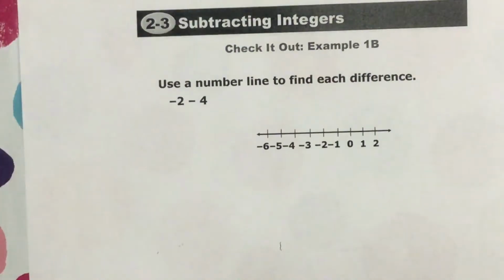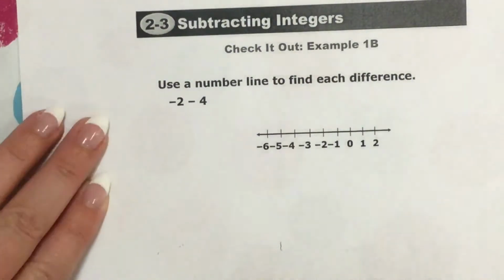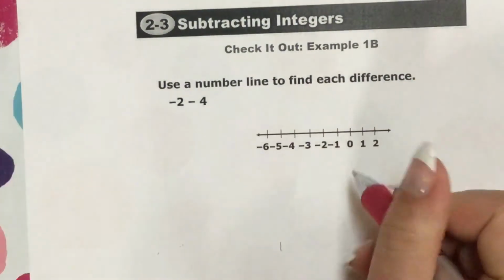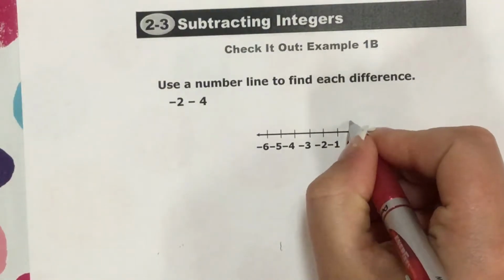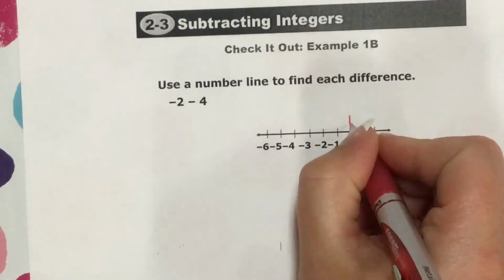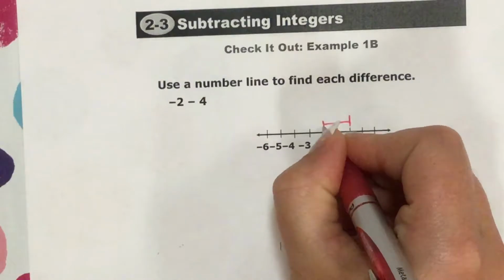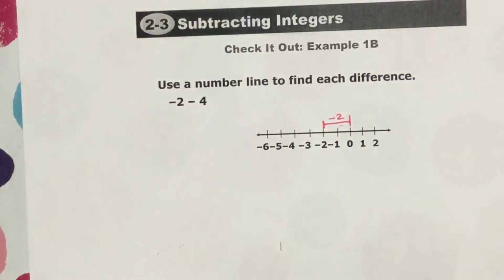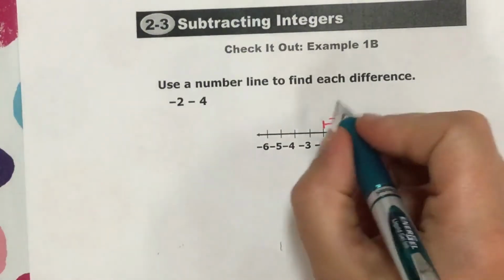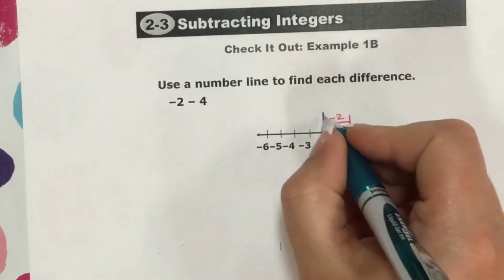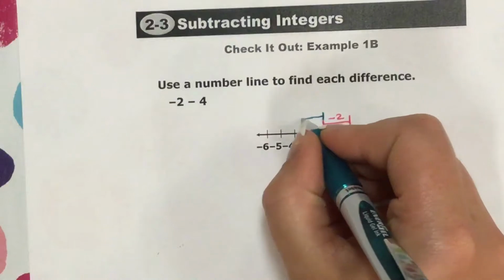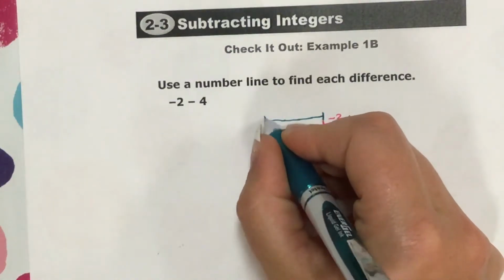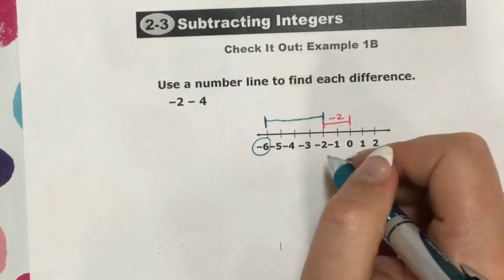Okay, we are back for check it out, example 1B. So we have -2 minus 4. So we're going to start at 0. We're going -2, so we're going in the negative direction. Right there, -1, -2. And then from here, we're doing another -4. So in the negative direction. So 1, 2, 3, 4. And we land right there at -6.